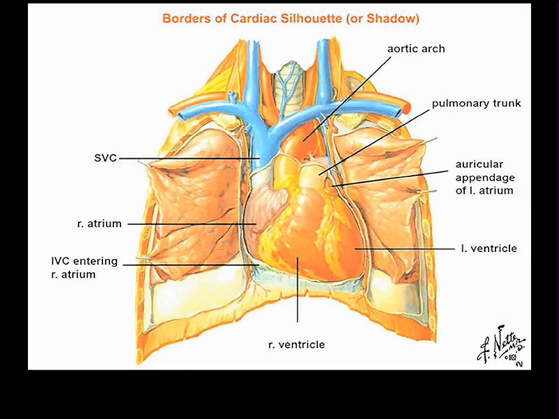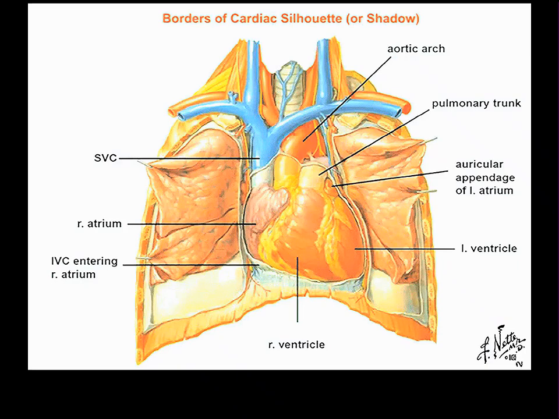What you're going to see when you're looking at a chest film is the right border of the cardiac silhouette is formed by the edge of the superior vena cava and the right atrium. That's it. Superior vena cava and right atrium. Maybe down here at the very bottom, sometimes you can see the inferior vena cava, which has a very short intrathoracic course. It almost goes immediately into the right atrium. But those are the only possibilities on the right side.